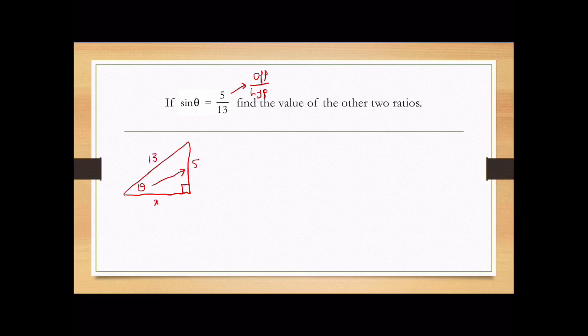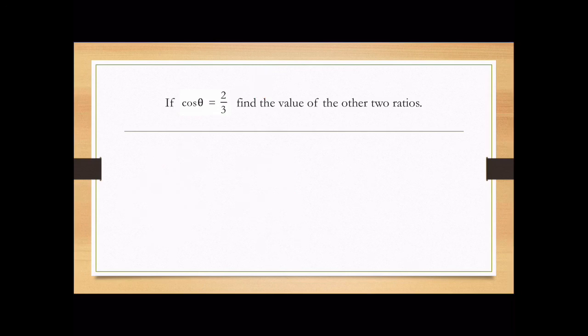So simple Pythagoras. Okay, so that's a triad, so it's nice and easy. X is 12. So after that, cos theta will be adjacent over hypotenuse, and tan theta is opposite over adjacent.